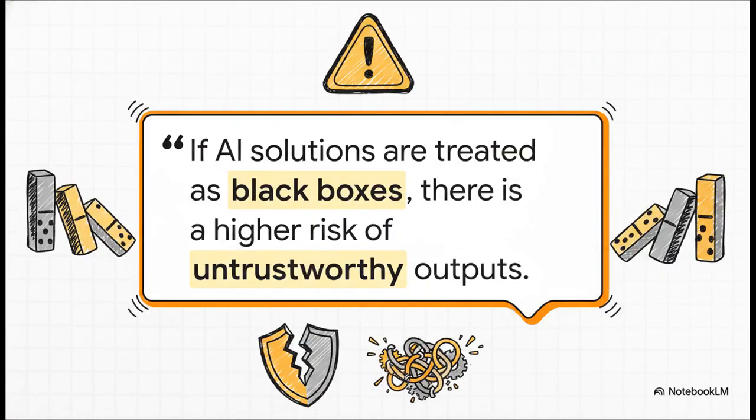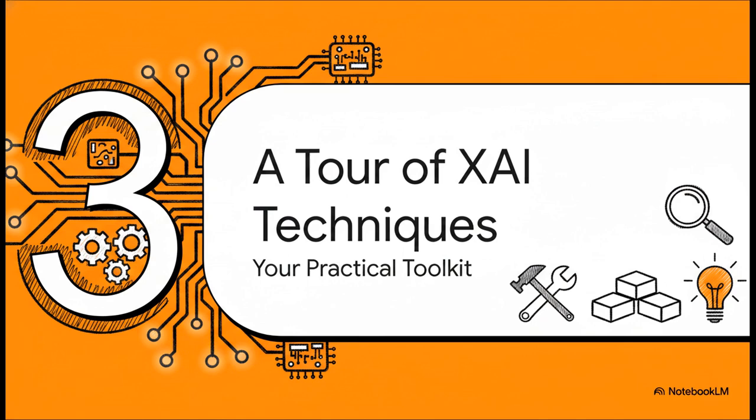And let's be really clear about what's at stake here. This is not just some theoretical academic problem. Models that are black boxes can lead to outputs you just can't trust, and that can cause real-world harm, damage your company's reputation, and it can kill your project. Okay, so enough with the theory. How do we actually put this stuff into practice? Let's take a look at some seriously powerful XAI techniques that you can start plugging into your projects, like today.